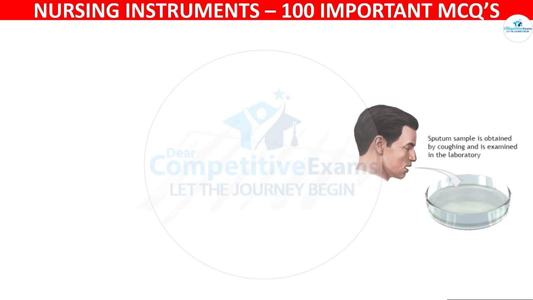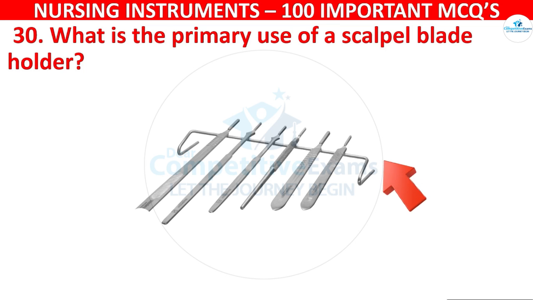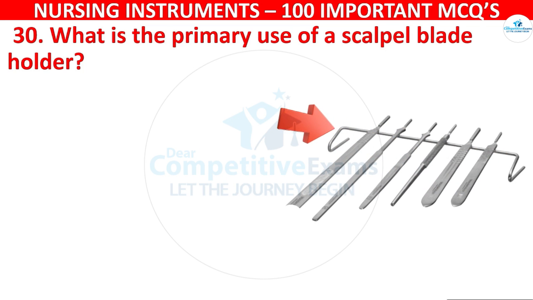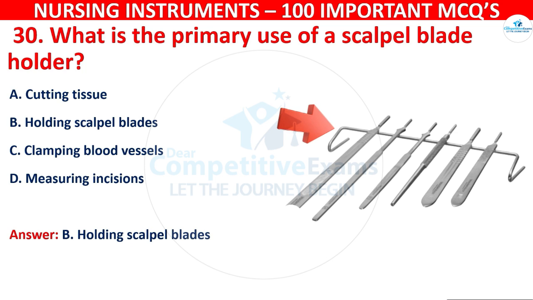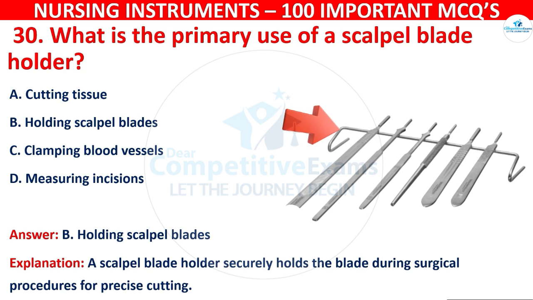Question number 30. What is the primary use of a scalpel blade holder? Your options are cutting tissue, holding scalpel blades, scraping blood vessels, or measuring incisions. The correct answer is B, that is holding scalpel blades. A scalpel blade holder securely holds the blade during surgical procedures for precise cutting.